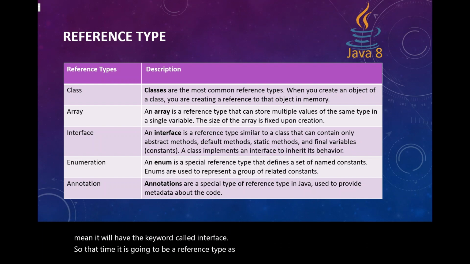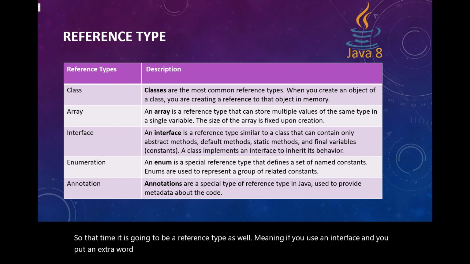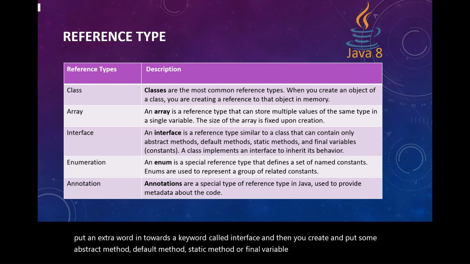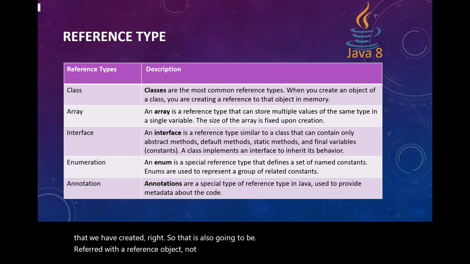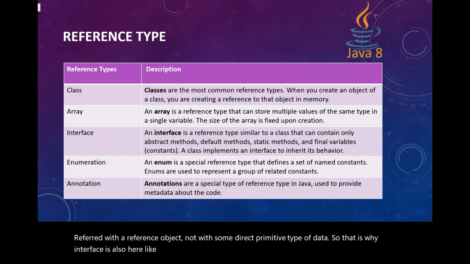Meaning if you use an interface and put the keyword interface, and then you create and put some abstract method, default method, static method, or final variable, this whole interface data type that we have created is also going to be referred to with a reference object, not with some direct primitive type of data. So that is why interface is also here, like how the array is also here and class is also here.